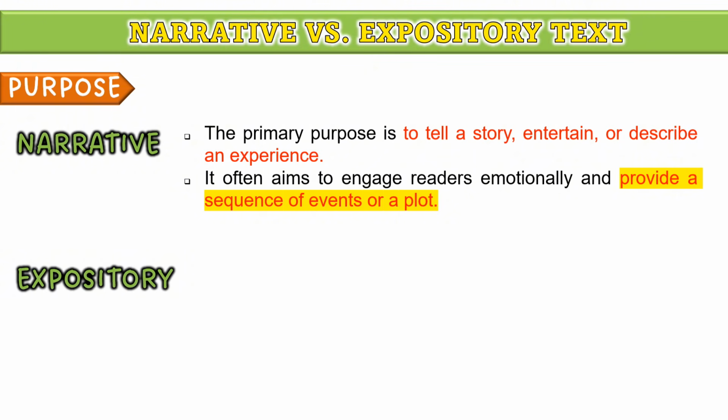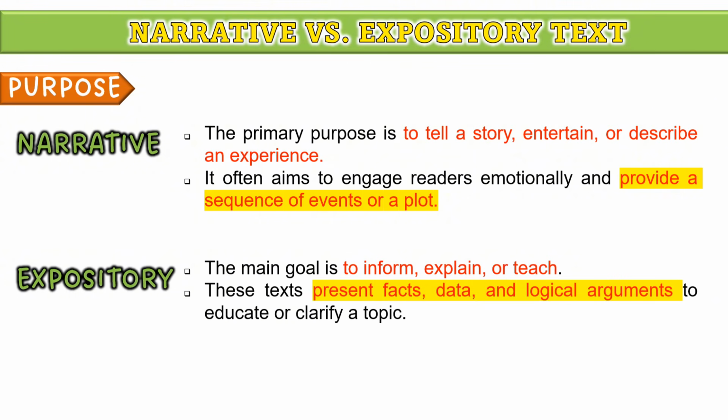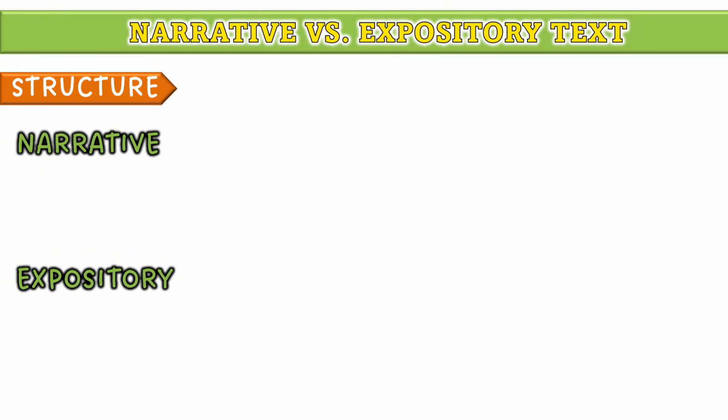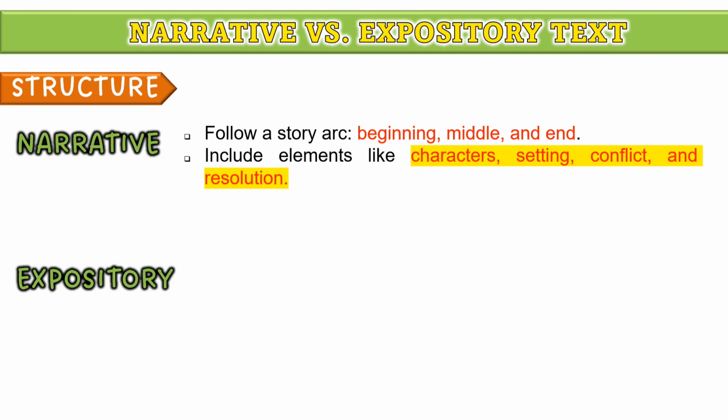While in expository text, the main goal is to inform, explain, or teach. These texts present facts, data, and logical arguments to educate or clarify a topic. In terms of structure, narrative texts follow a story arc that is beginning, middle, and end. It includes elements like characters, setting, conflict, and resolution.